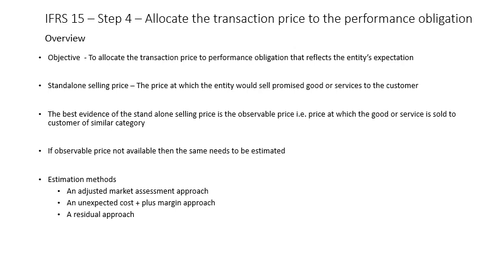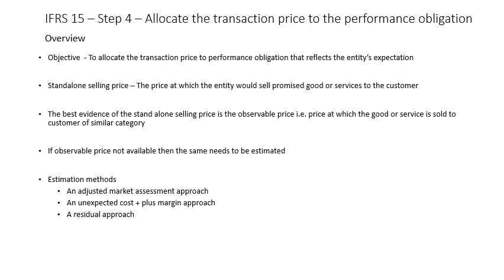There are two steps involved. Firstly, determining the standalone selling price, and the second step is to allocate the transaction price based on the standalone selling price. Now, what do we mean by standalone selling price? It is the price at which the entity would sell a promised good or service to the customer. The best evidence of this is an observable price from the standalone sales of goods or services to a similarly situated customer.